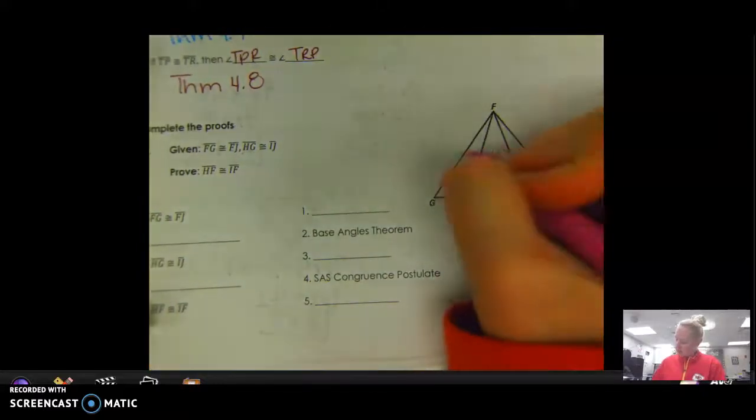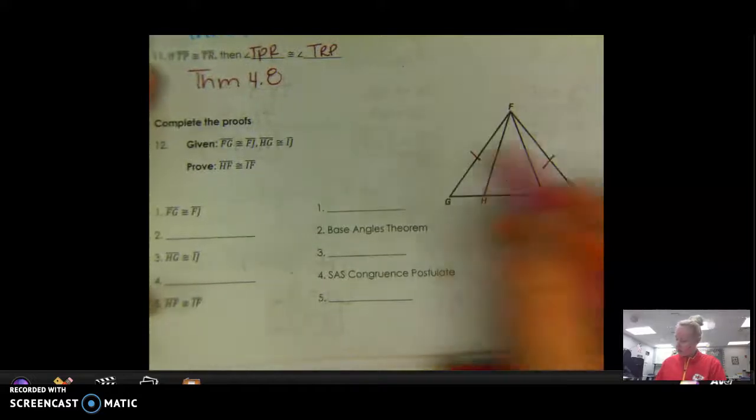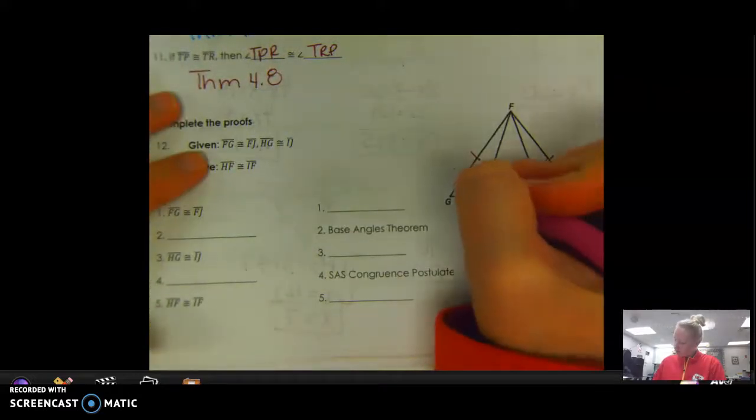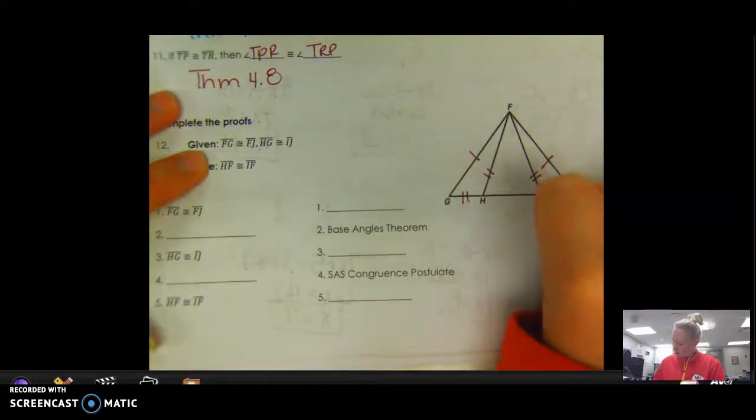Okay, so given FG is congruent to FJ, so always mark what they haven't marked. We also know that HG is congruent to IJ. Ooh, HG is congruent to IJ. Good.